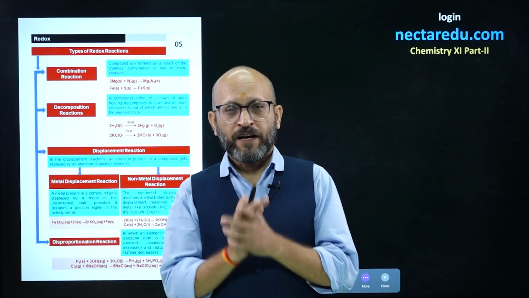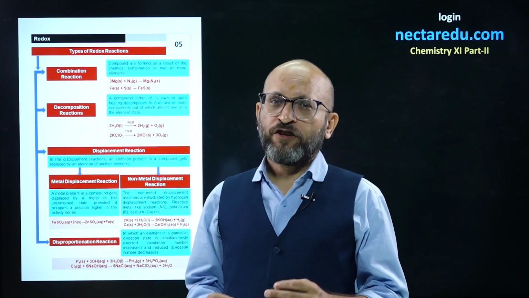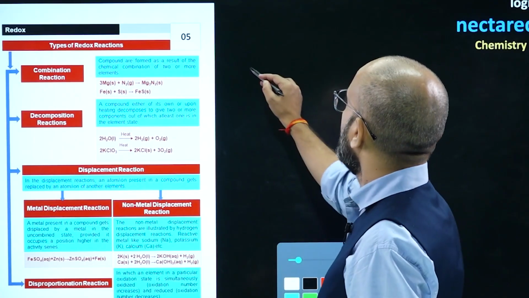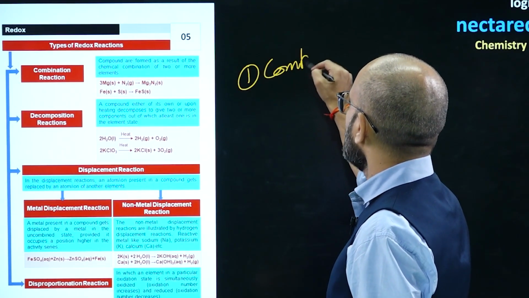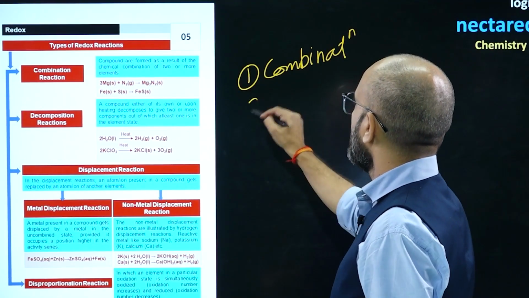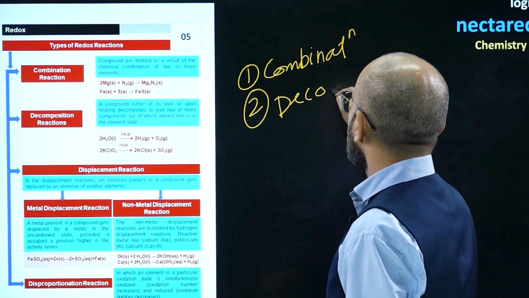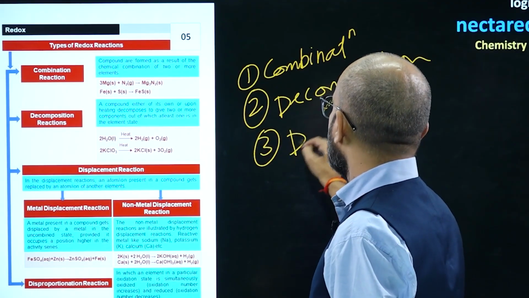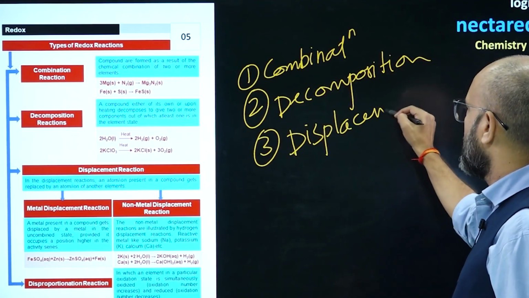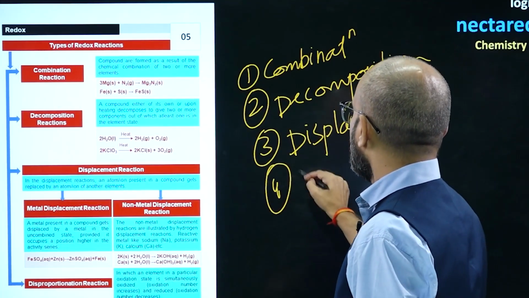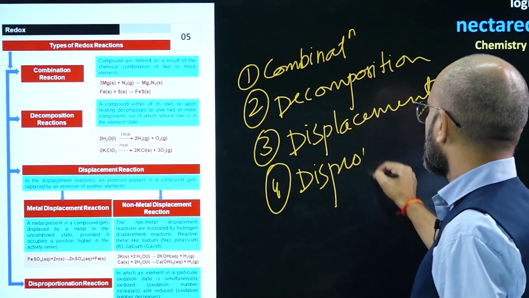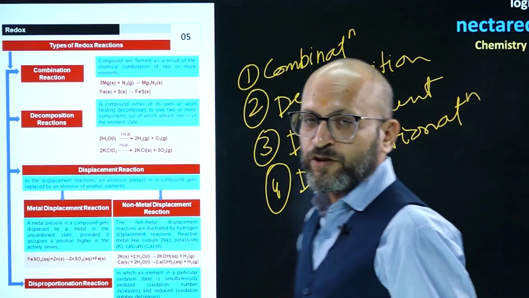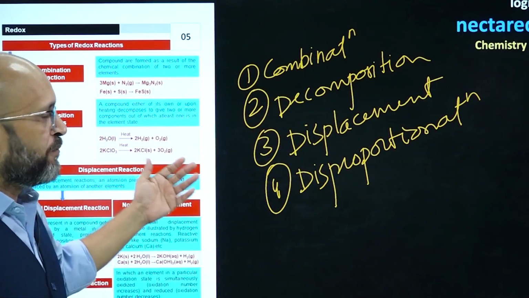Types of redox reactions are as follows. You have a combination redox reaction, another one is decomposition redox reaction, the third one is displacement redox reaction, and the fourth one is disproportionation redox reaction. All right, these are four types of redox reactions which we usually come across.